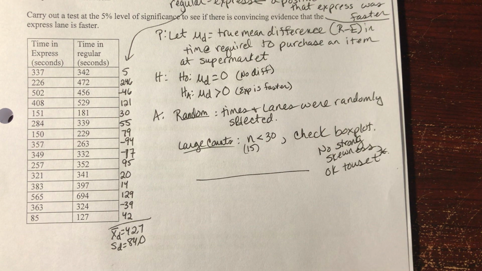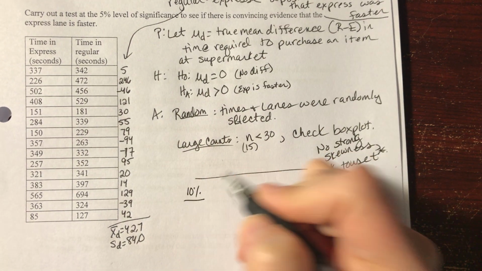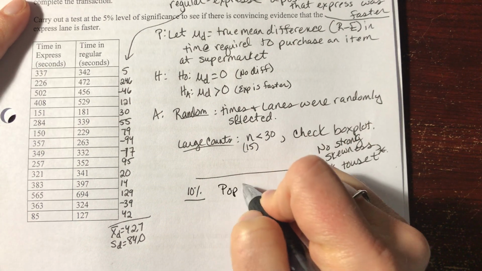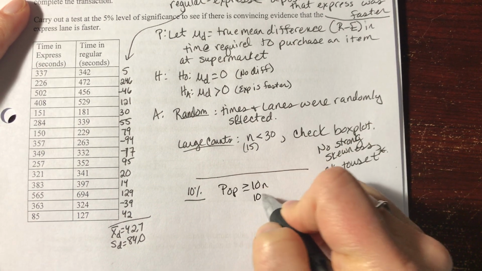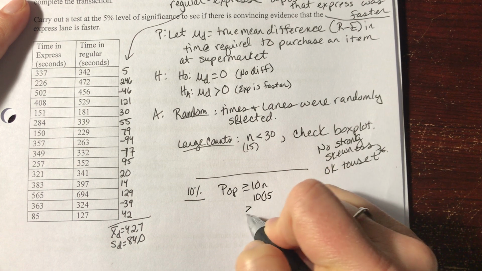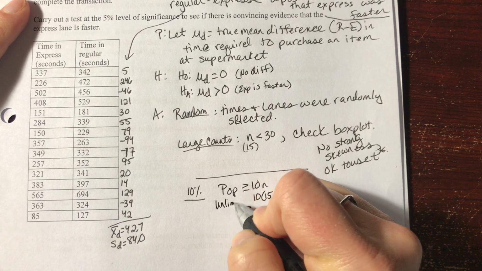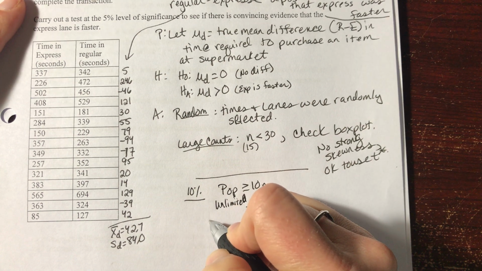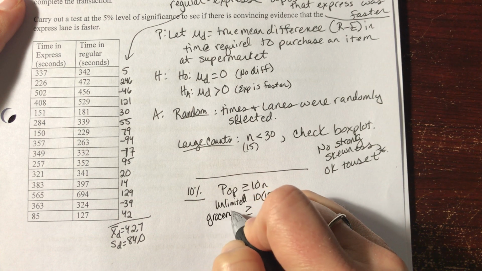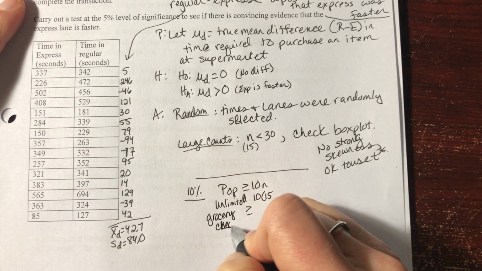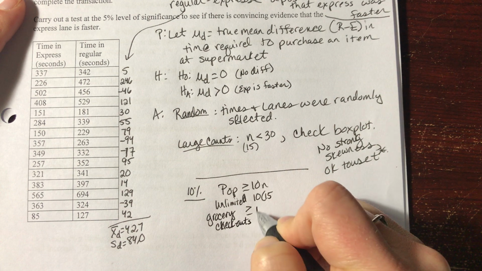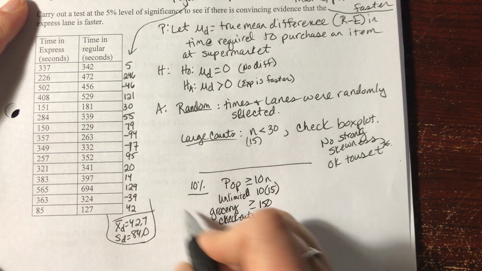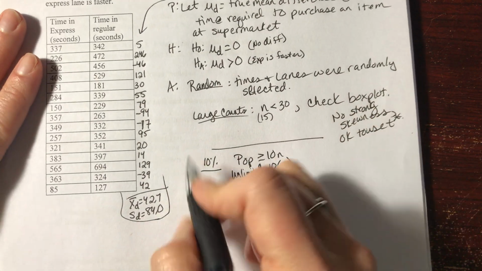And then when we're looking at the 10% condition, well, the number of times you could do this is unlimited. So if we're talking about as our population, at least 10 times our sample size, at least 10 times 15. Yes, we have an unlimited number of grocery checkouts, so that's definitely going to be greater than 150. All right, we're running out of space. Sorry. So let's pare this down a little bit.